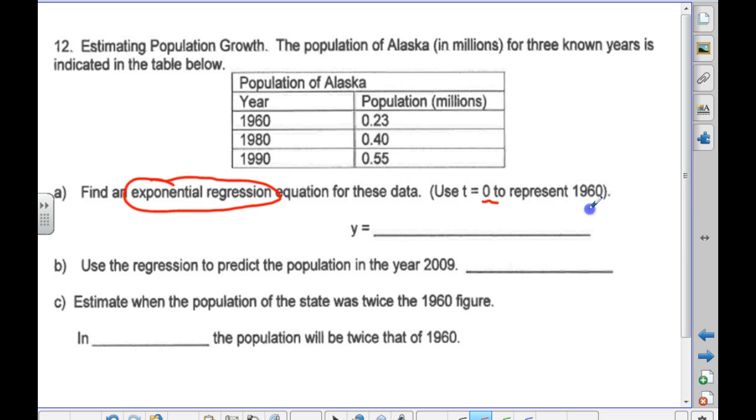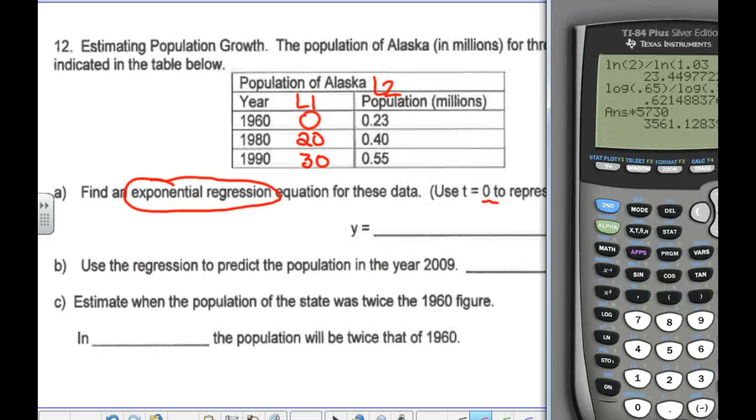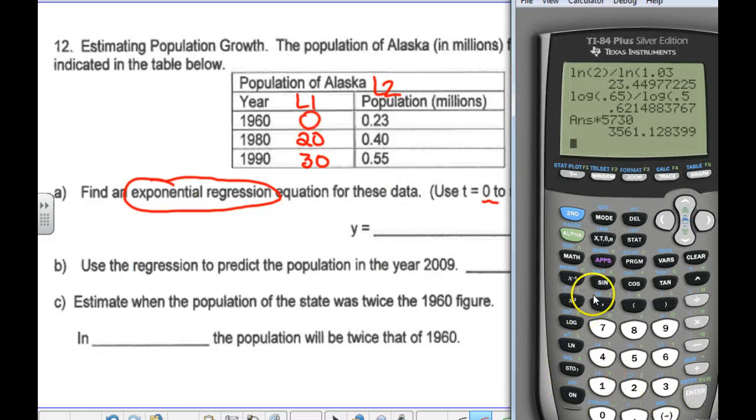It says to use 0 for 1960, so this is going to be 0. 1980 will be how many years later? 20, and 1990 was 30 years later. So into list 1, we're going to put those 3 numbers, and into list 2, we're going to put these 3 numbers. Now, this is not really very much data on which to base an equation, but at the same time, it's very nice when you're typing it in to only have 3 data points, right?